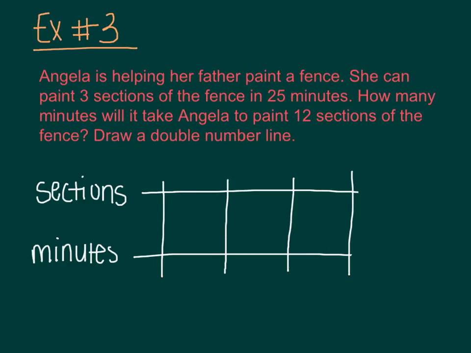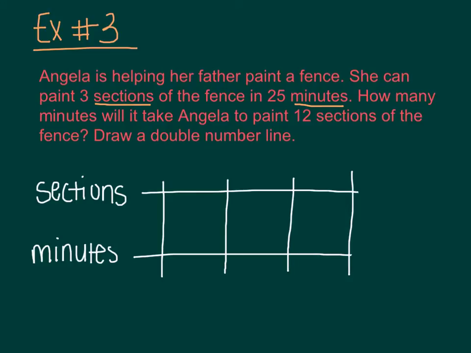Example number 3. Angela is helping her father paint a fence. She can paint 3 sections of the fence in 25 minutes. How many minutes will it take Angela to paint 12 sections of the fence? Draw a double number line. So I drew the double number line. I put my 2 categories, which was sections and minutes.